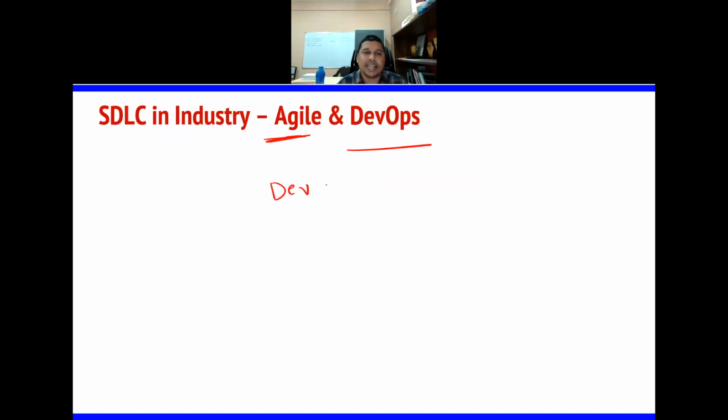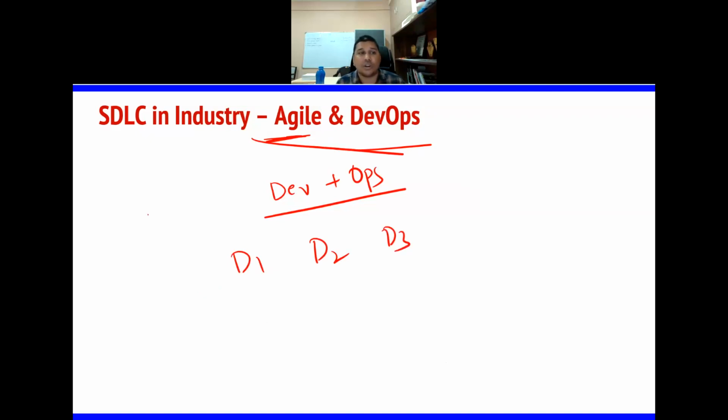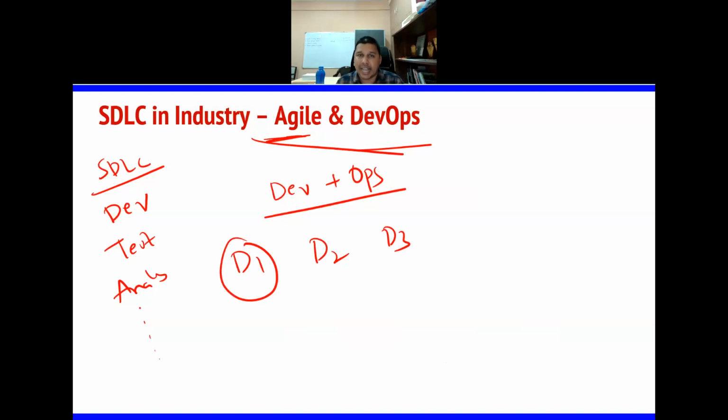DevOps is talking about the development team plus operations together. Why are these two combined? I told you, developers d1, d2, d3 are working in the team. In the previous case of SDLC, we had a developer, a tester, an analyst, different people involved in the different phases. But in DevOps or Agile plus DevOps, this fellow D1 has to do the analysis, write the code, design the document, test the application entirely, deploy it, and maintain it. Everything is done by one person.